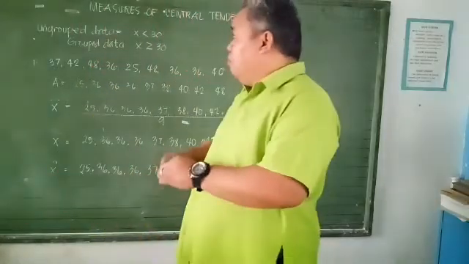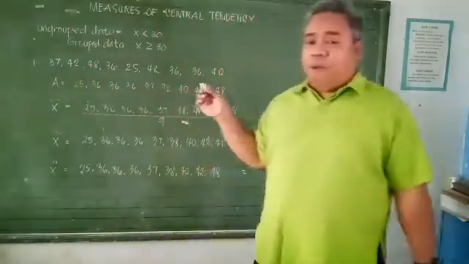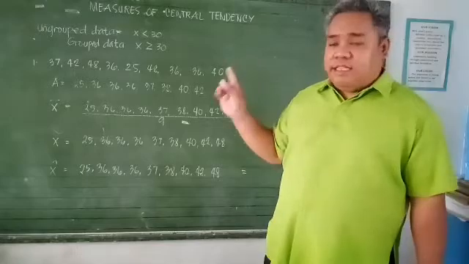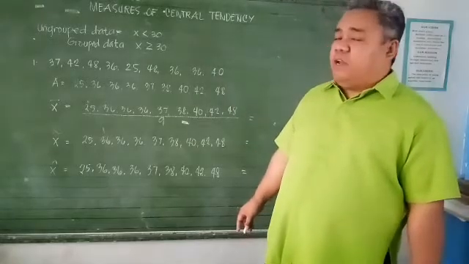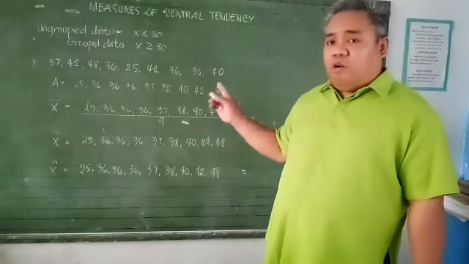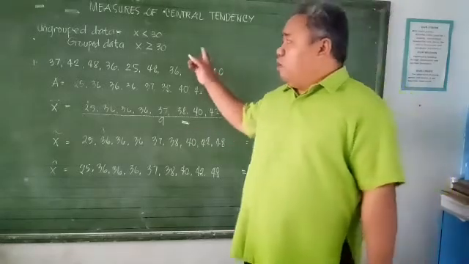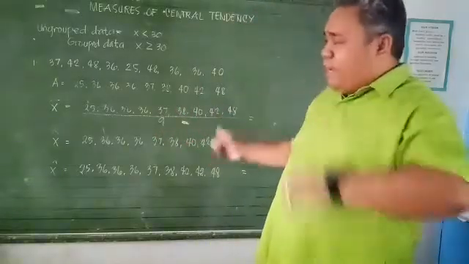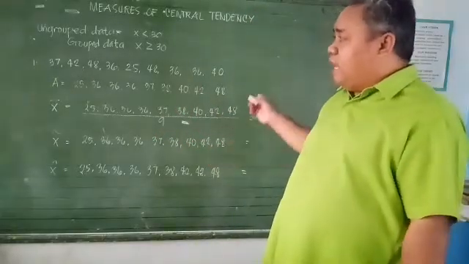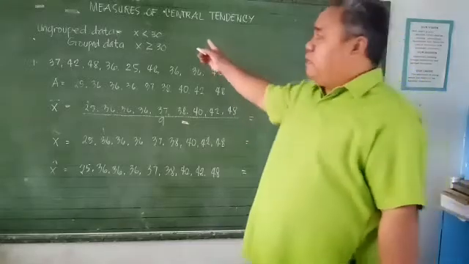One is what we call the ungrouped data, where the number of populations is less than 30, and the grouped data, where the number of populations is equal to or more than 30. So these are the two kinds of data that we're going to study in statistics. But this time we're going to discuss the ungrouped data. Remember that ungrouped data is less than 30.